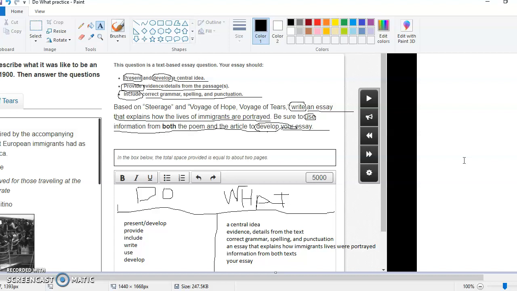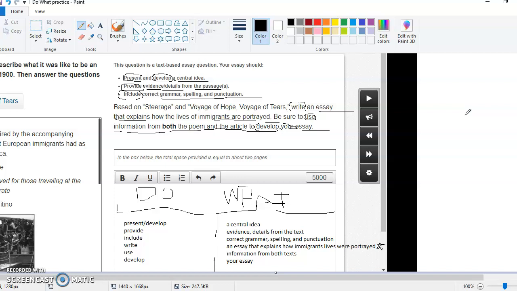So it's told me step by step what I need to do, and it's also helped me figure out what I'm looking for in the text. So what I'm looking for in the text, guys, is right here. How are immigrants' lives portrayed? So I know what I'm looking for when I'm highlighting and lifting lines and pulling evidence from my text.